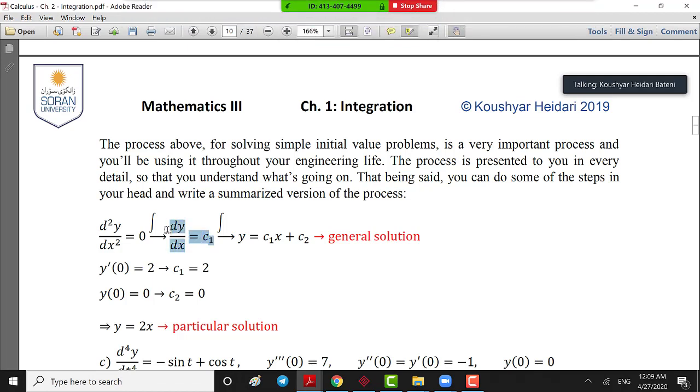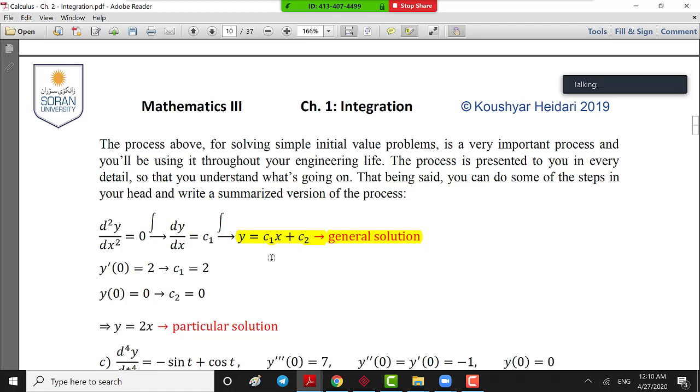Now, for this equation, we again calculate the integral for both sides. The integration of dy over dx is y. The integration of c1 is c1x plus c2, right? This is a summarized way of writing the steps when we are using the integration to solve our simple differential equations. Now, after finding the general solution, as we said, we have to use the initial conditions to find the value of these undetermined constants.